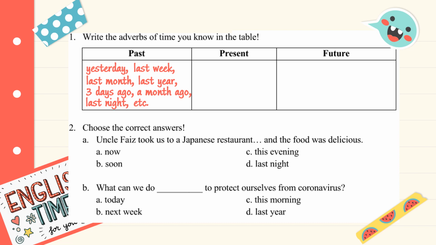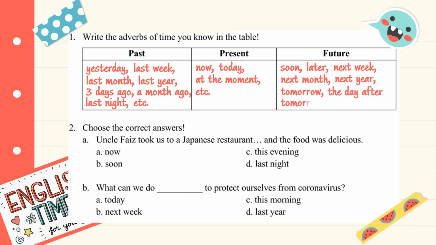Okay? And for the present adverbs of time. Example, now, today, at the moment, etc. Do you have anything else? You can add them on your paper. And for the future, we have soon, later, next week, next month, next year, tomorrow, the day after tomorrow, etc. Okay, so for the future, you can use soon, later, or something with next. Okay, do you have anything else? You can add them yourselves on your paper.